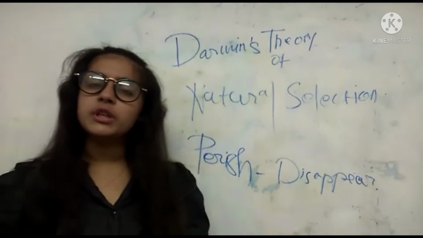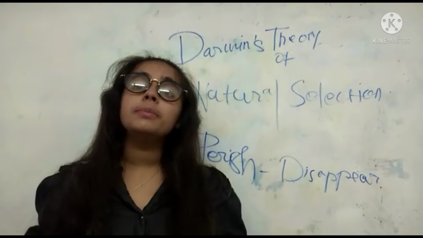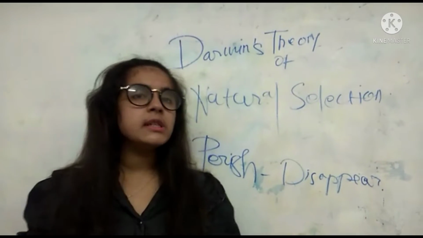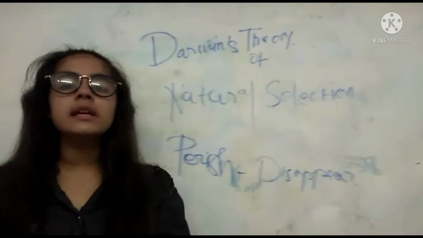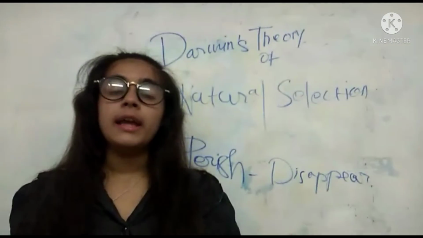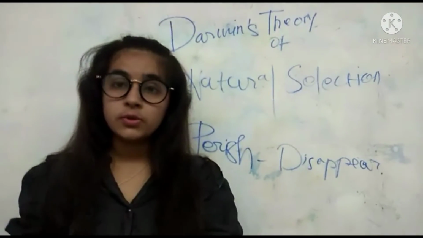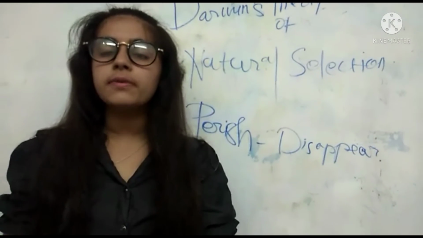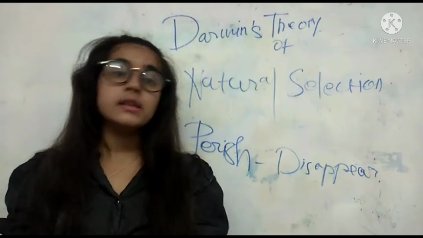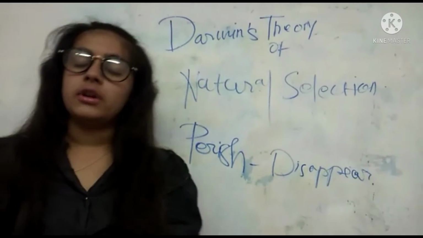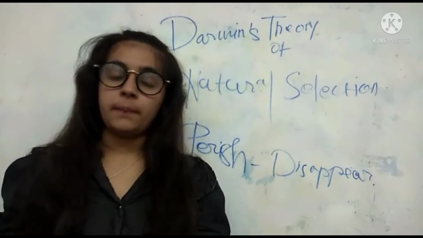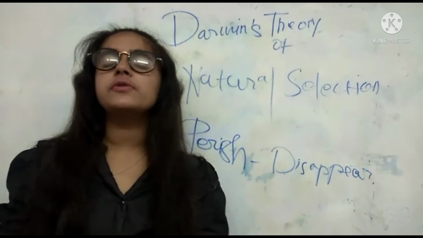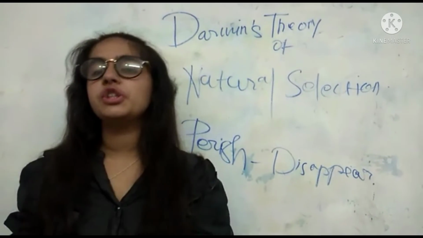There are two main objections. Darwin did not mention any useful or useless modification. This means in this theory he didn't say whether the organism has a useful modification or a useless modification, why it is perishing and why it is not fit to live there. And there was no explanation of slow changes and abrupt changes.